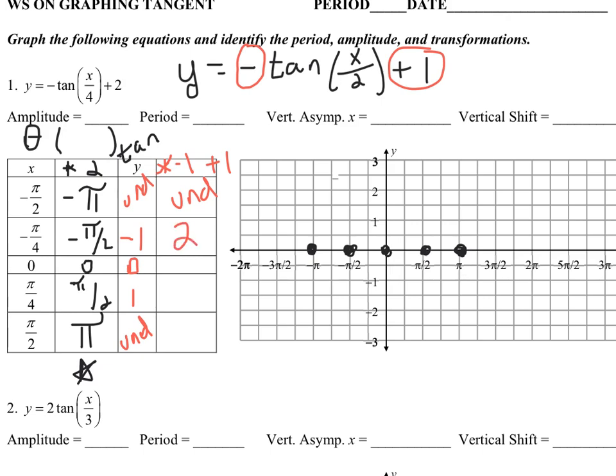And now we have 0. 0 times a -1 is 0, plus 1 is 1. 1 times a -1 is a -1, plus 1 is 0. And then we have undefined again. So the two columns that I have starred are the two columns we're going to graph.